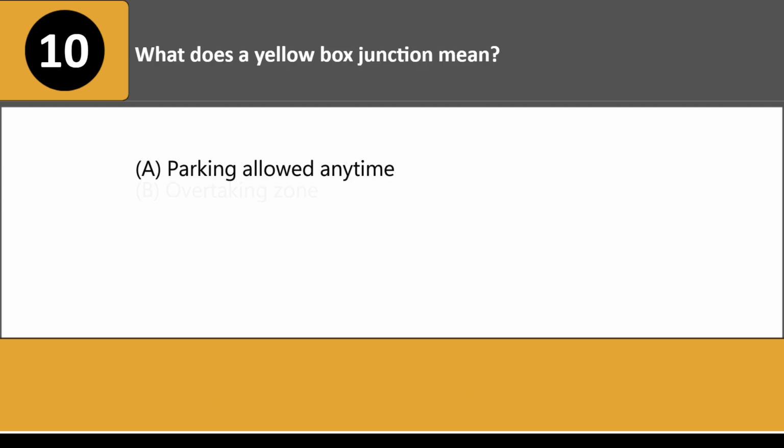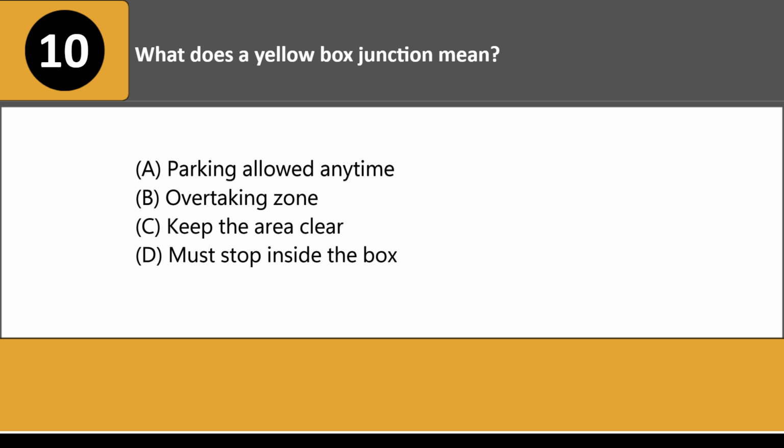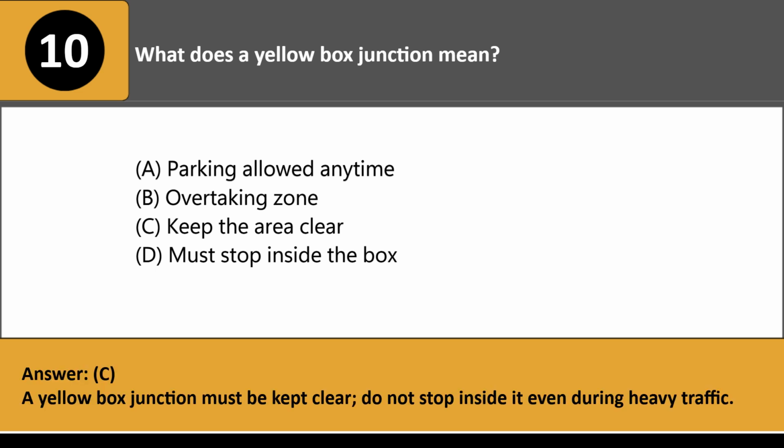What does a yellow box junction mean? A. Parking allowed anytime. B. Overtaking zone. C. Keep the area clear. D. Must stop inside the box. Answer C. A yellow box junction must be kept clear. Do not stop inside it even during heavy traffic.